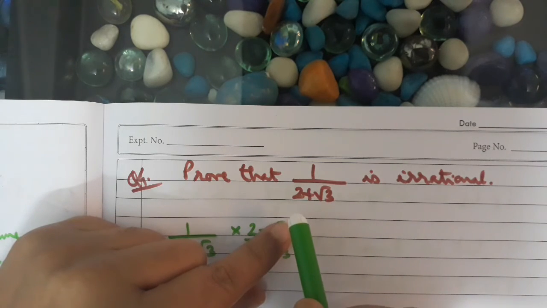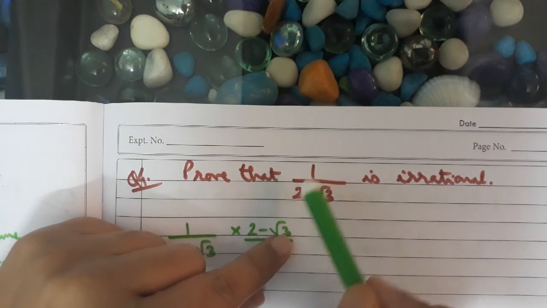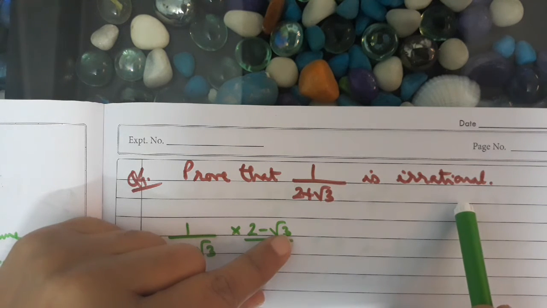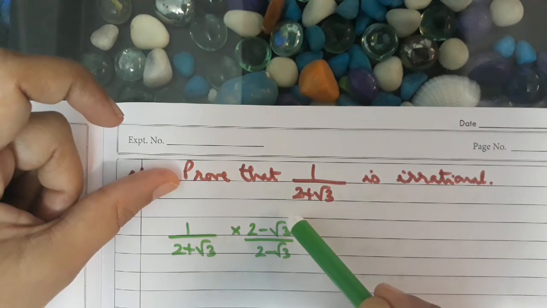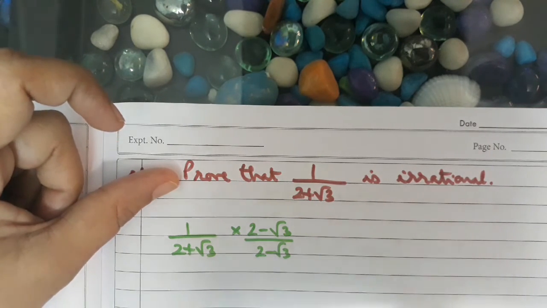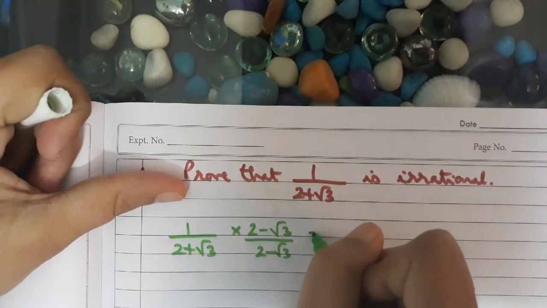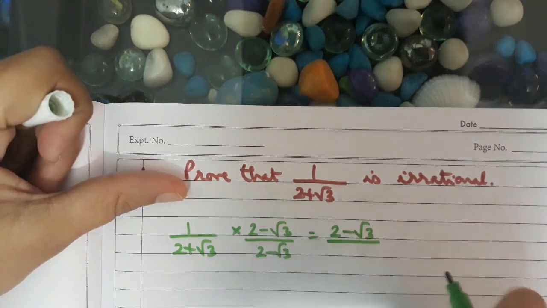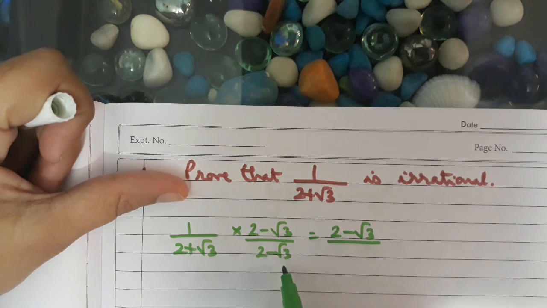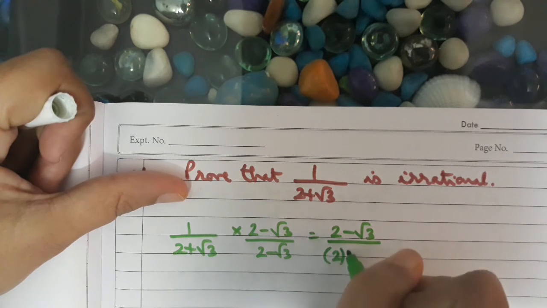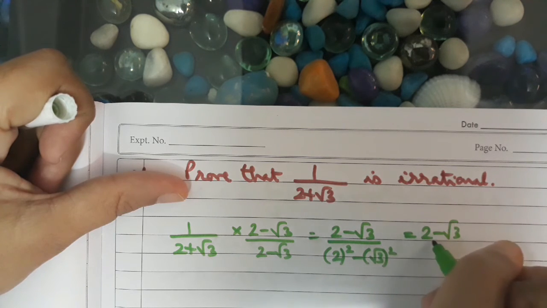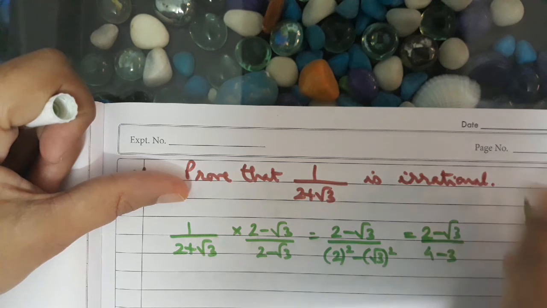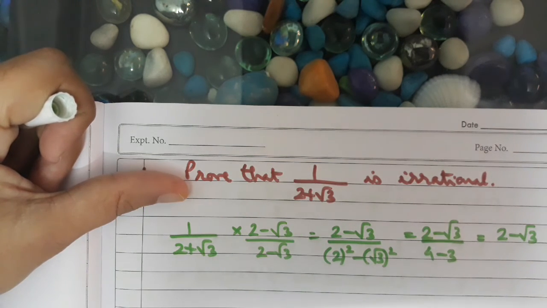Now let us solve one more question from the assignment. Prove that 1 upon 2 plus root 3 is irrational. So what we will do, we will first of all rationalize the denominator. So we multiply the numerator and denominator by 2 minus root 3. So we obtain 2 minus root 3 upon denominator is a plus b into a minus b. So we can write it as a square minus b square. So this gives us 2 minus root 3 upon 4 minus 3, and 4 minus 3 is 1, so we obtain 2 minus root 3.